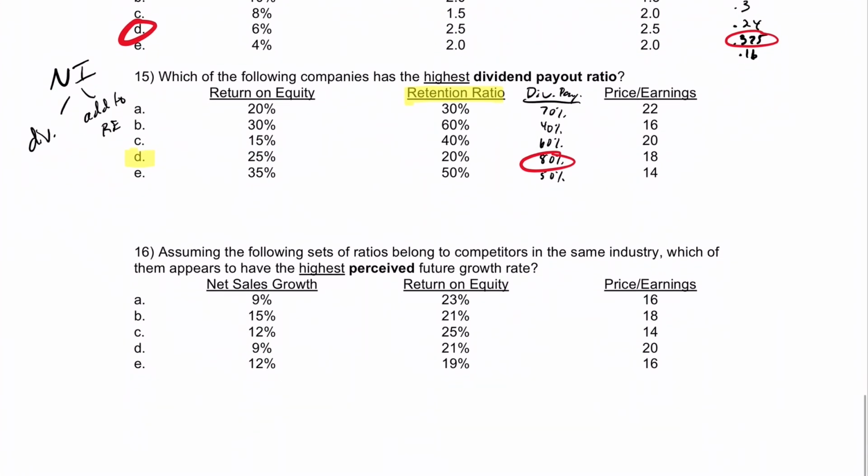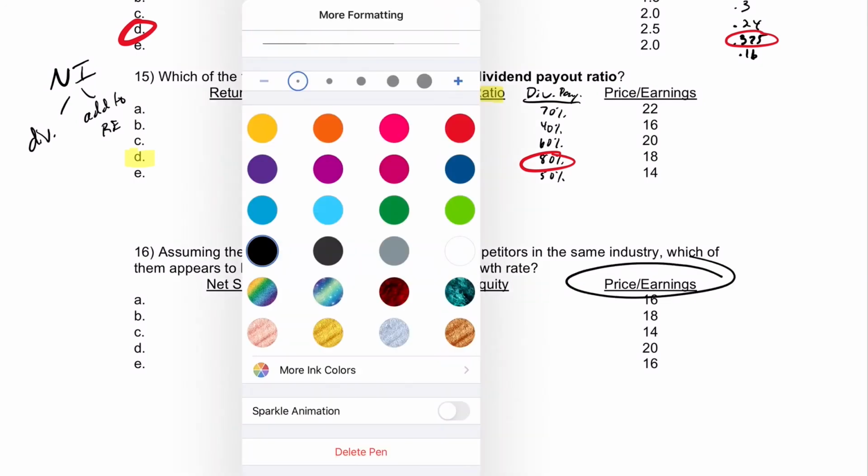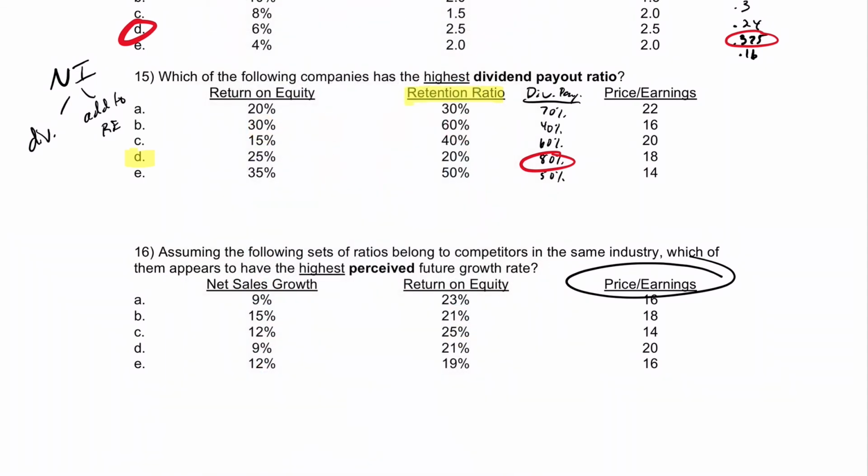And then last up would be 16. Assuming the following sets of ratios belong to competitors in the same industry, which of them appears to have the highest perceived future growth rate? Which of our ratios deals with perception of future prospects? That is straightforward. That is your price to earnings ratio, the amount that you're willing to pay per dollar of earnings per share. And so it's the one with the highest PE ratio. So in this case, it would be D. You'd be willing to pay $20 per dollar of earnings per share if you were to purchase that share of stock at whatever its current stock price is.